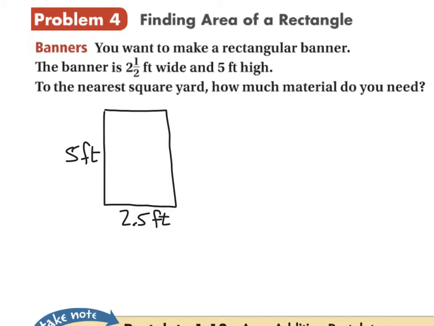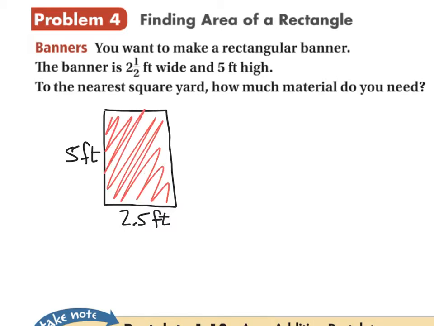Okay, now again, if I'm trying to find how much material I need here, what am I looking for? What measurement am I asking for? Area. The amount of material I need here to make this banner. That's going to be area. It's not the distance around the object. It's how much material I actually need. So I've got to find the area of a rectangle.